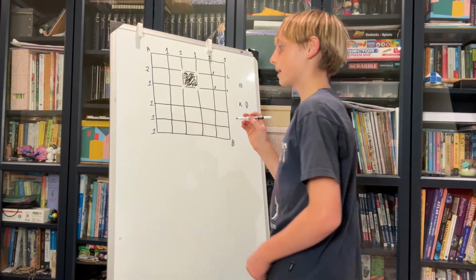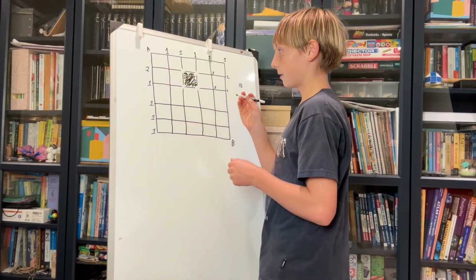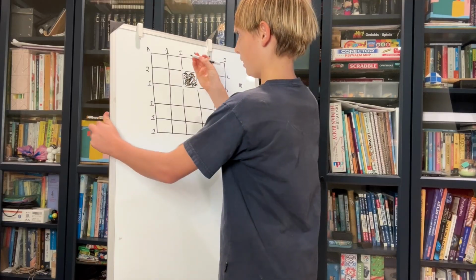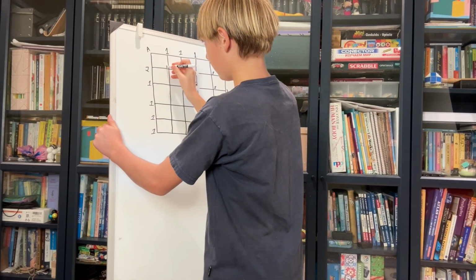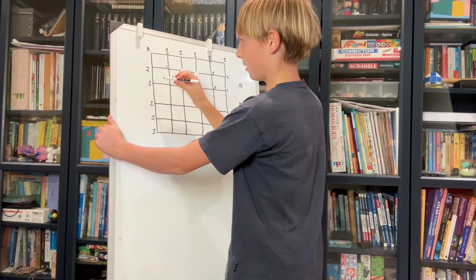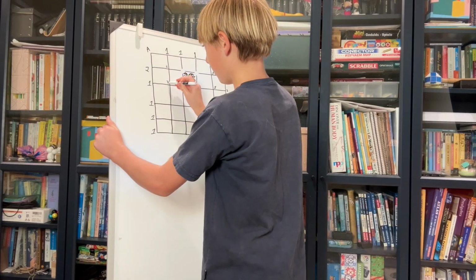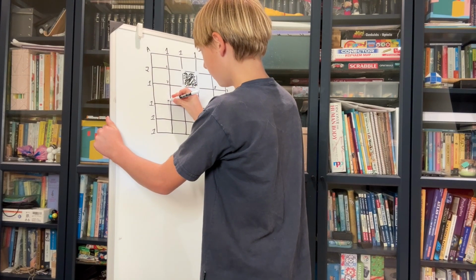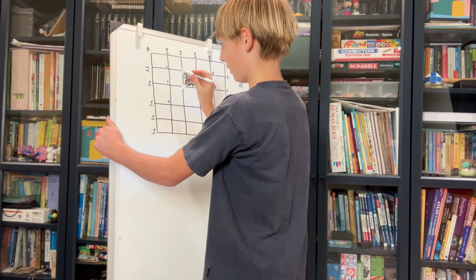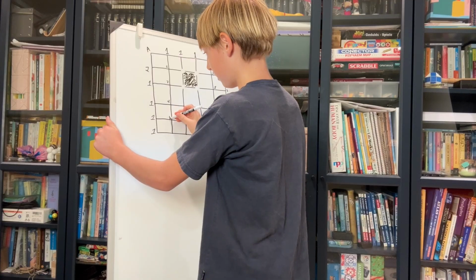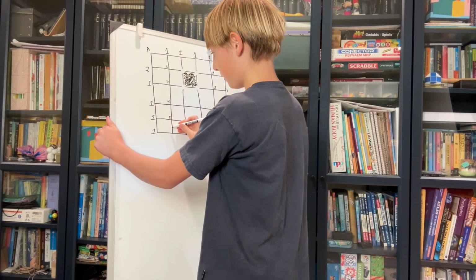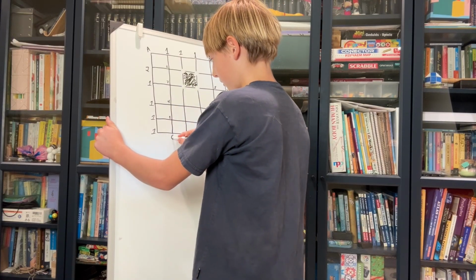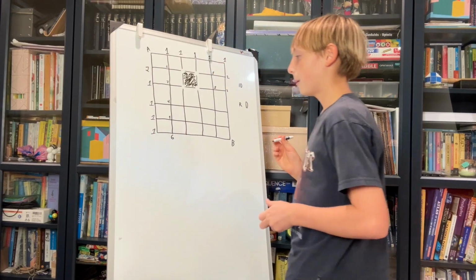And then we can do the same thing for here. There are 2 ways here, 1, 1. There are 3 ways here, 2, 1. There are 4 ways here, 1, 3. 5 ways here, 1, 4. And there are 6 ways here, 1, 5.